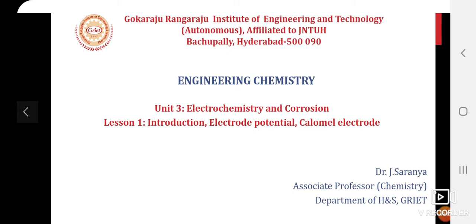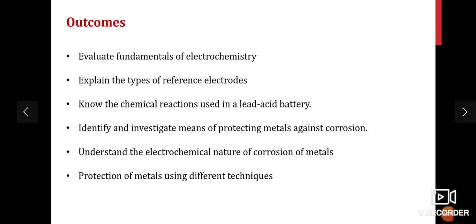Today we are going to study a new unit called electrochemistry and corrosion. In this unit we are going to learn about the fundamentals of electrochemistry. This unit will explain the types of reference electrodes like calomel electrode and glass electrode.